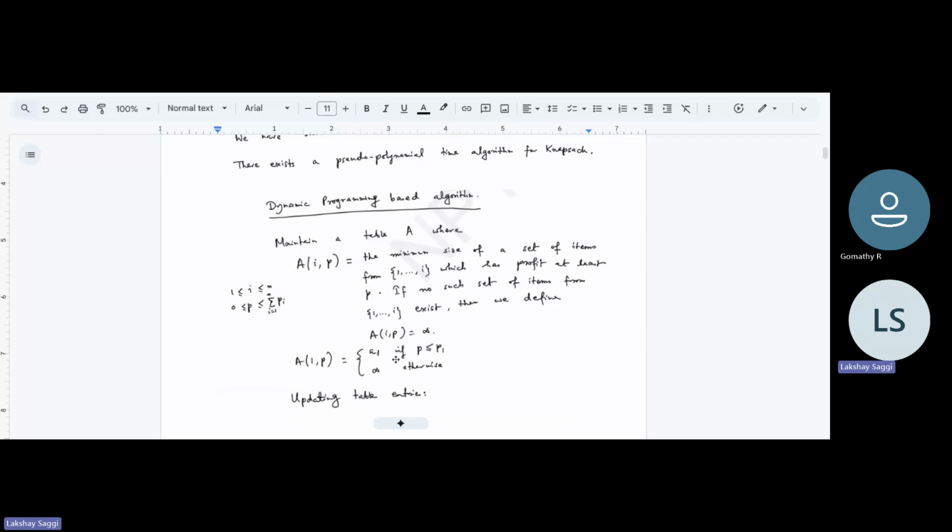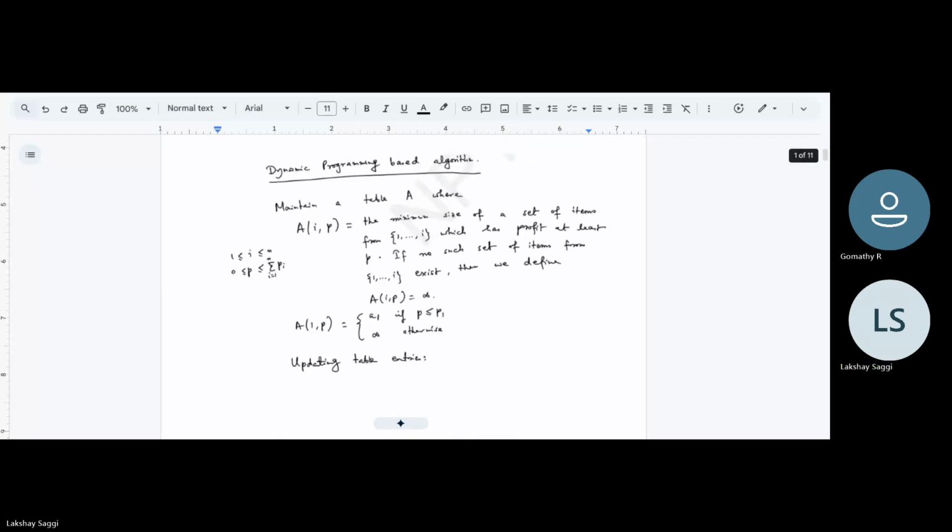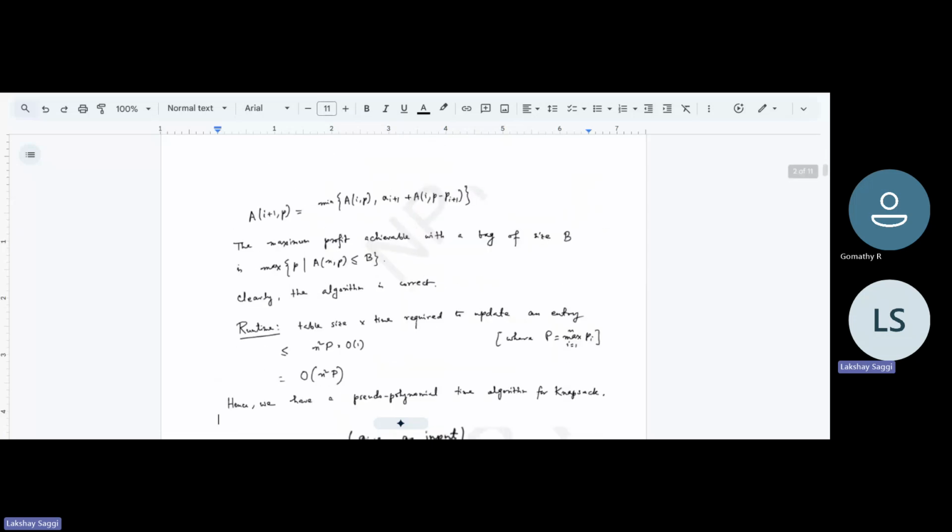So a1 comma p is equal to small a1 for all p less than or equal to p1, and it will be infinity otherwise, because otherwise there does not exist any such set of items. Yeah, so we have some base case conditions which we can easily initialize, and then we'll have a recursive stage: if you have the base case, how do you define the bigger entries?